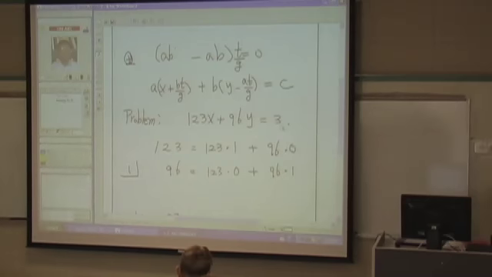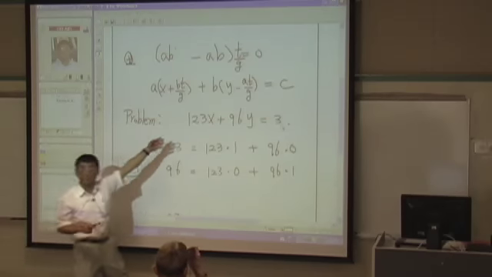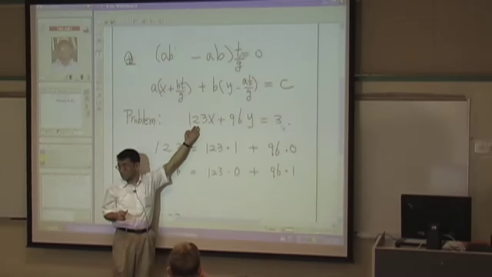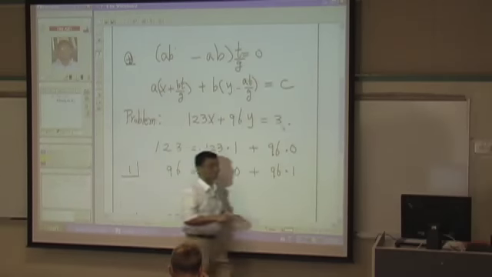Then suddenly, it's not trivial. The Euclidean algorithm itself is trivial, but the application solves a non-trivial problem like this. This is the key. So let's do it.